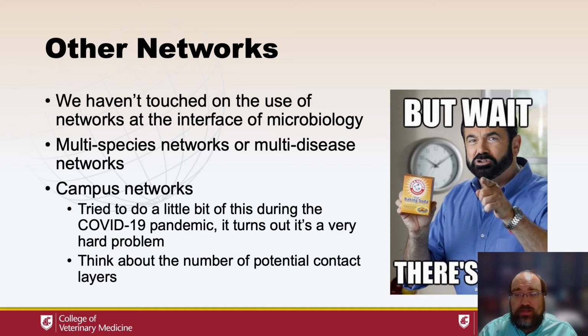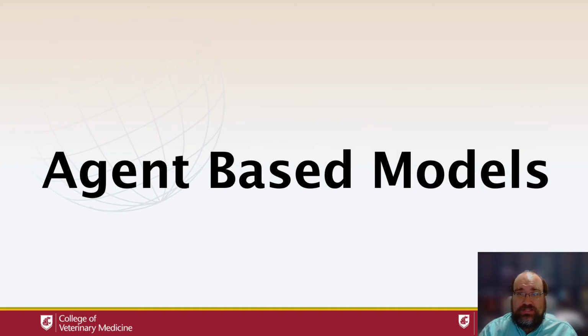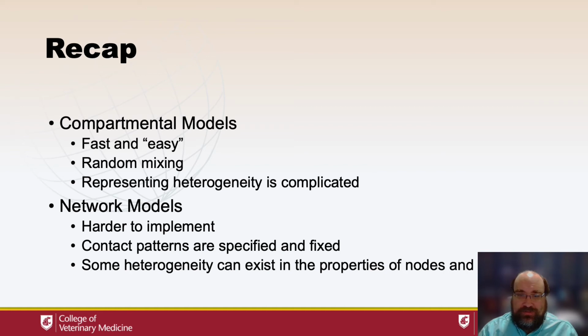Now, the other type of model that's used a lot are what are called agent-based models. The easiest way to talk about agent-based models is to recap what we've talked about so far. Compartmental models are fast and fairly easy. They're primarily governed by random mixing, and representing heterogeneity is very complicated. Network models are harder to implement, but contact patterns are specified and fixed, and some heterogeneity can exist in the properties of the nodes and edges.